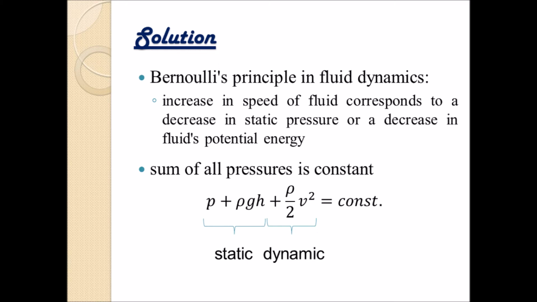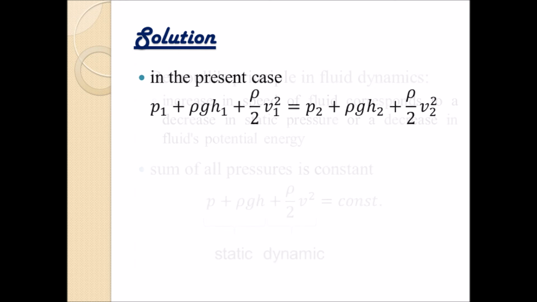What does it mean for our present case? It means that when we compare the sum of all pressures in the basement with the sum of all pressures in the first floor, the total sum is constant, meaning P1 plus rho times G times H1 plus rho divided by 2 multiplied with V1 squared equals P2 plus rho G H2 plus rho again divided by 2 multiplied with the corresponding velocity V2 squared.